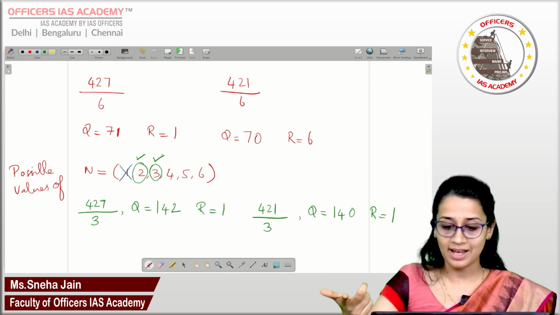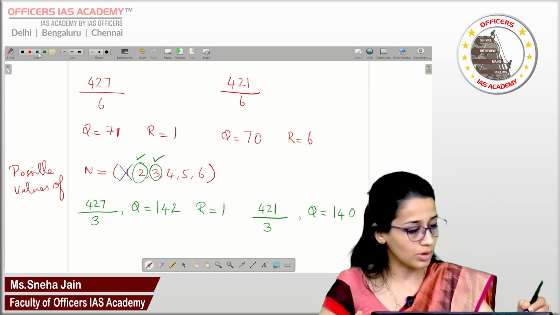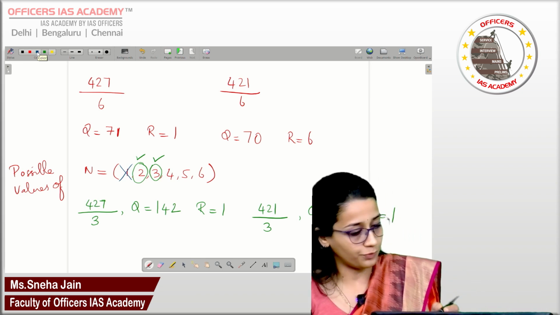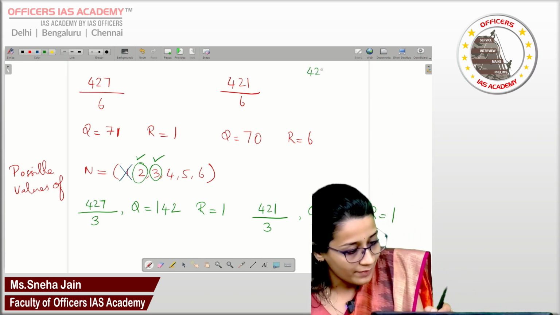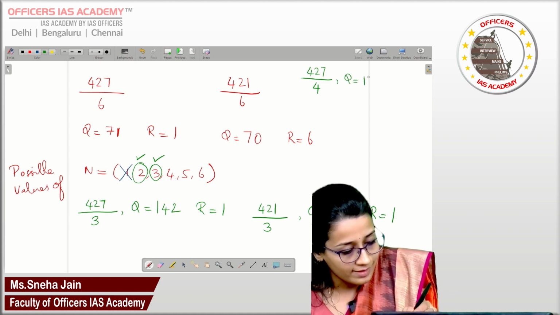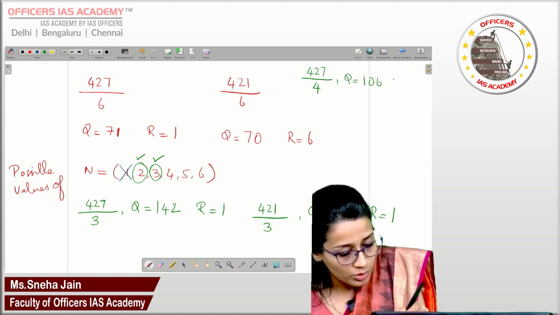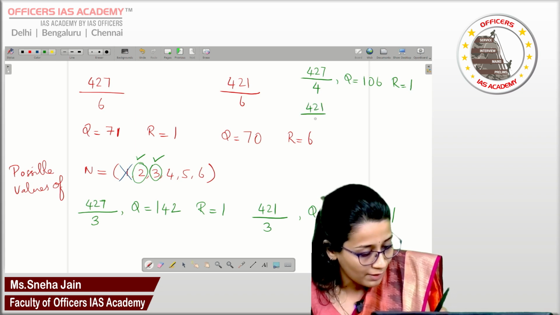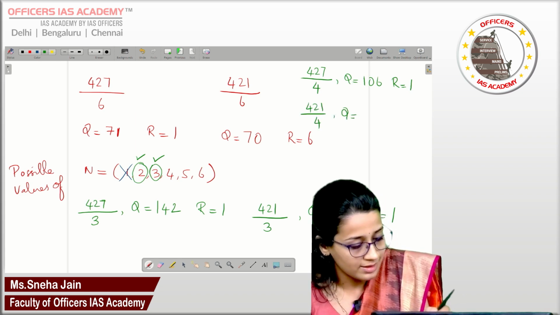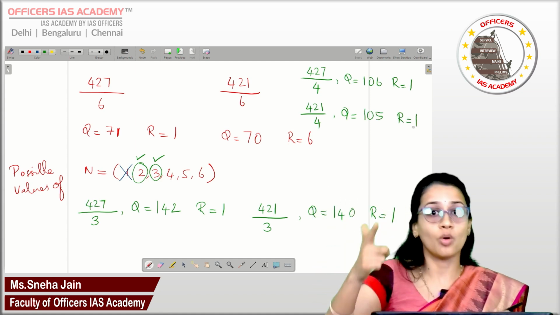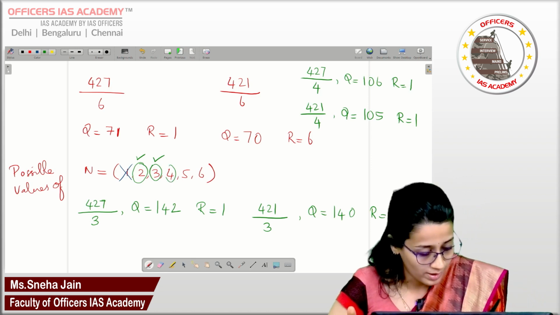Can we try ahead with 4? Yes. So now I'm going to take this here and try with 4. 427 divided by 4: the quotient would be 106. So your remainder is 1. If I divide 421 by 4, my quotient is 4 ones are 4, 0, 4 fives are 20, remainder 1. So 4 is also a possible value to this question.